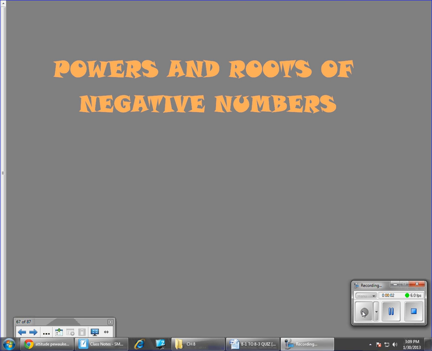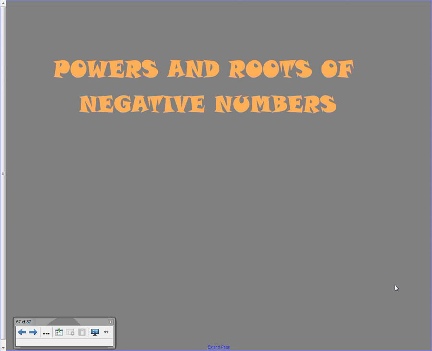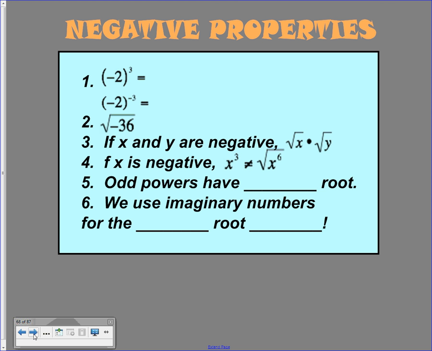Chapter 8, Section 7 is on powers and roots of negative numbers. So today should be kind of review again, like Section 4, but this time we're just going to take some time to talk about negatives.